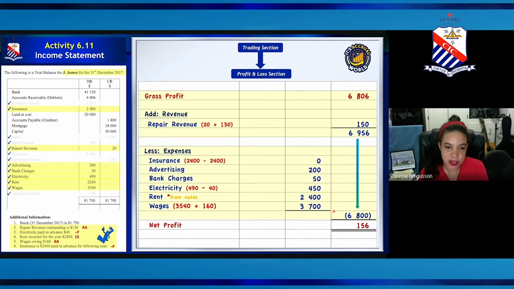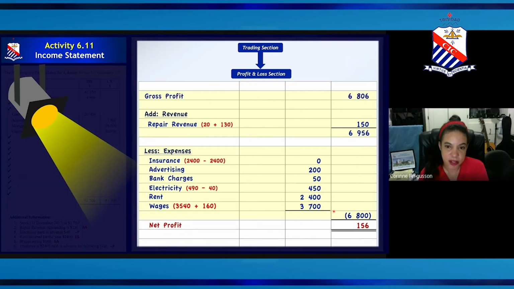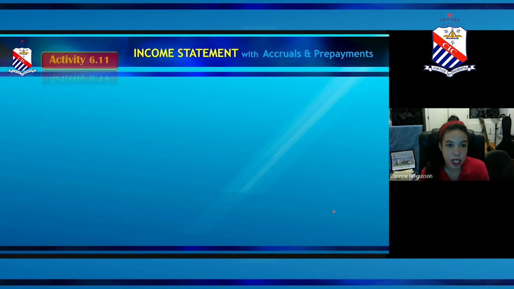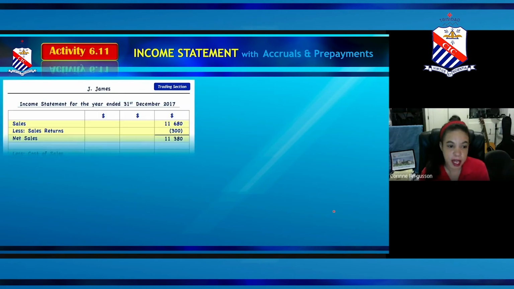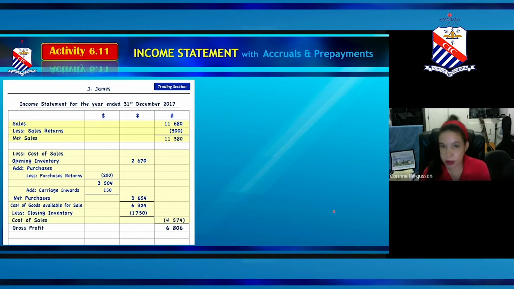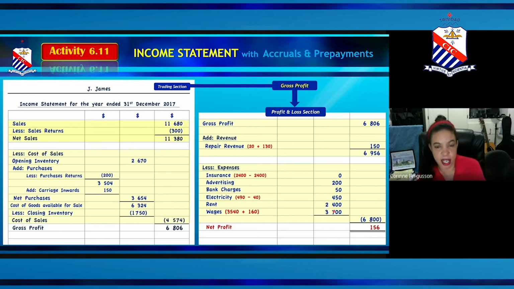Right? So that's your answer there for the second part of your income statement, which is the profit and loss section. Net profit 156. So for 6.11, J. James, you have your first part there, which is the part that you have to memorize and practice and practice and practice. Once you get through that, that calculates your gross profit. And then you have your second part, which would be your profit and loss section, and that calculates your final one, which would be your net profit, your final figure, net profit.